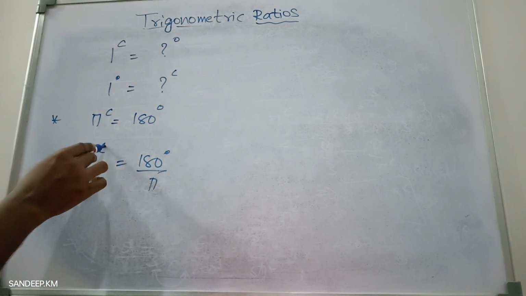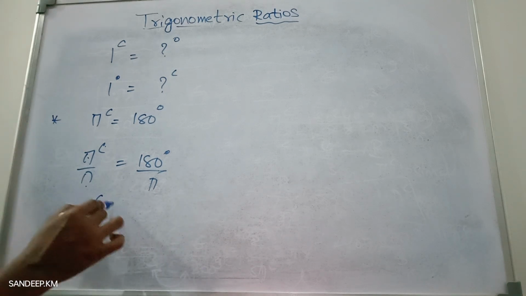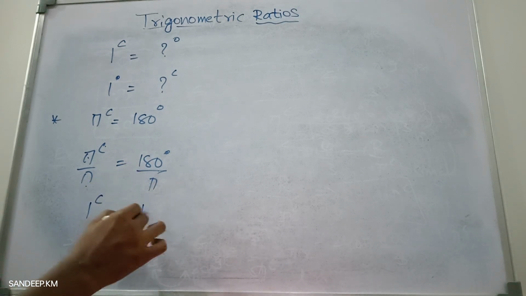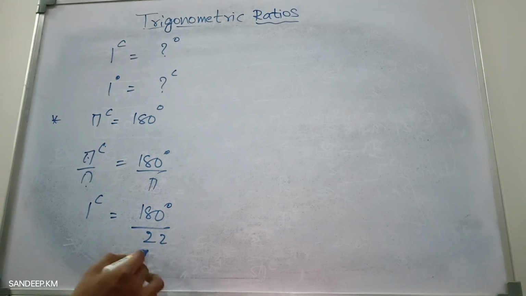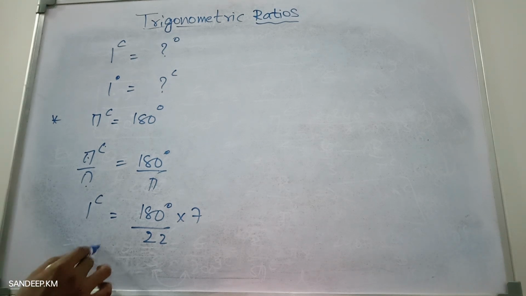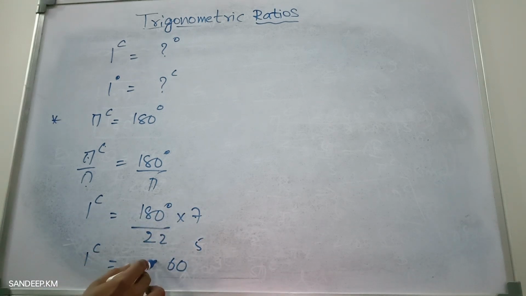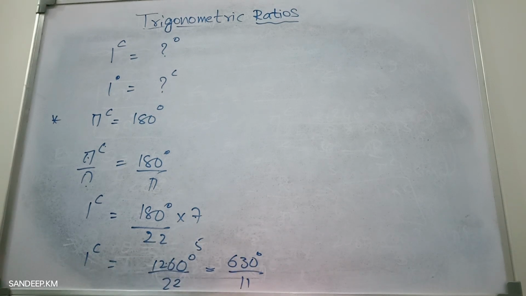So pi radians divided by pi. Please observe one thing. This is pi radians and this is pi. You will get 1 radian. Sorry, yes, 1 radian equals 180 degrees divided by pi. You can write pi as 22 by 7, right? 22 by 7. By 7 means it will go to the numerator and become 7. So therefore 1 radian is equal to, if you multiply this, 7 zeros are 0, 7 8s are 56. So you will get 1260 by 22 degrees. Or if you divide numerator and denominator by 2, you will get 630 by 11 degrees.